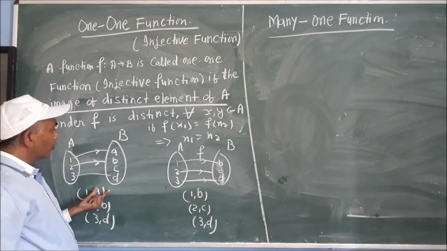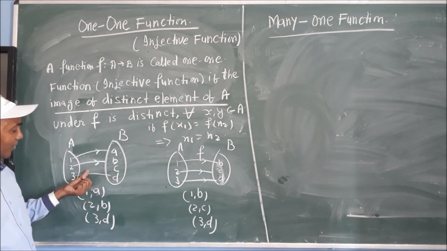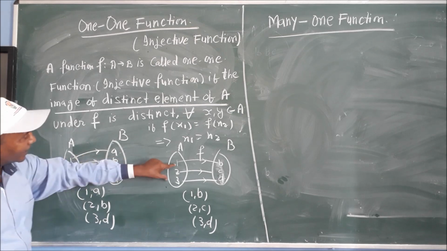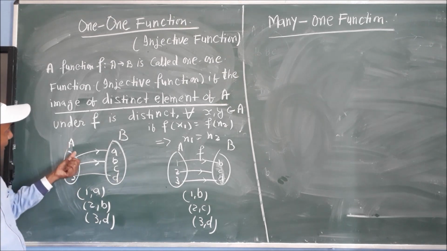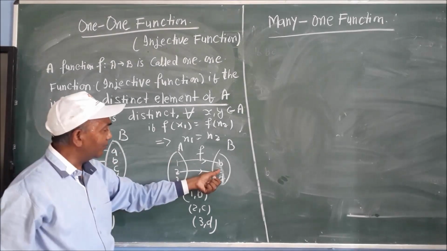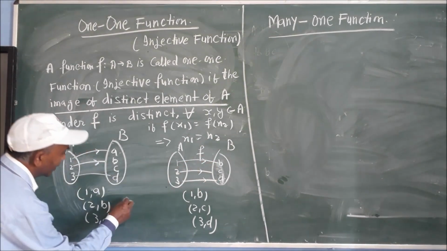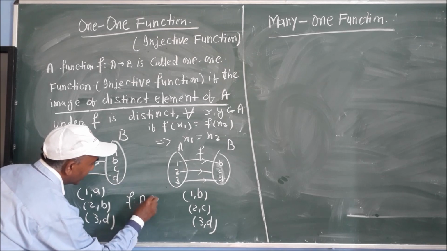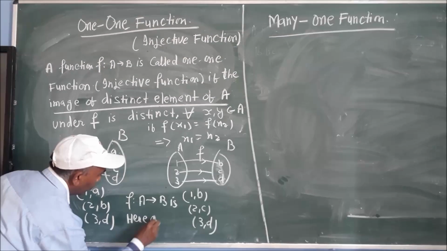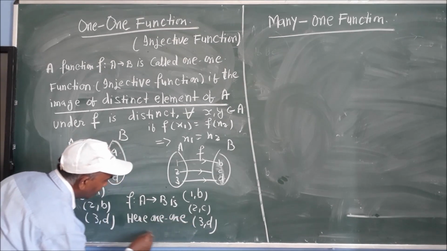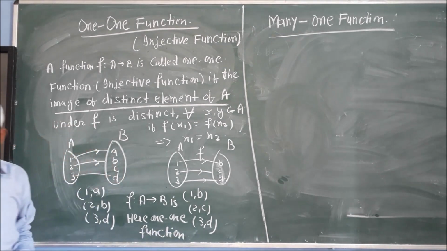What is the difference between these two? Here is the element C which is not associated with any element of A. So both cases are examples of one-one function, because each element of A has a distinct image in B. For each member of A there is a distinct image in B. So we can say f such that A tends to B is one-one function.